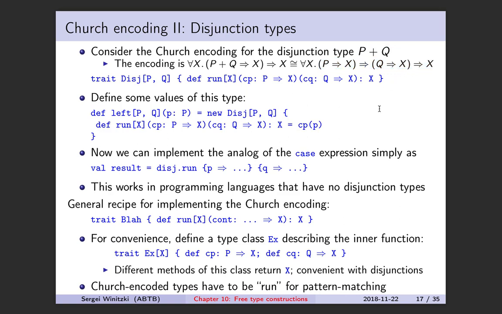So Church encoding has certain advantages. It is easier to work with if you have many targets, and we will see other advantages of the Church encoding. It does also have disadvantages, and I will talk about them. But one disadvantage we see right away is that pattern matching is impossible unless you actually run your Church-encoded value.